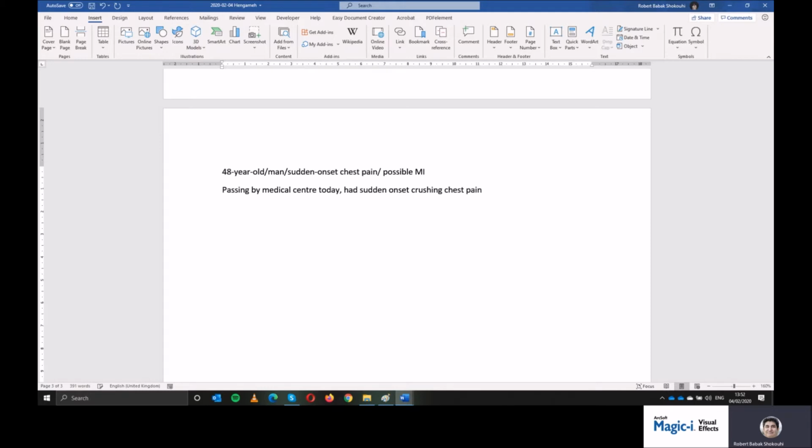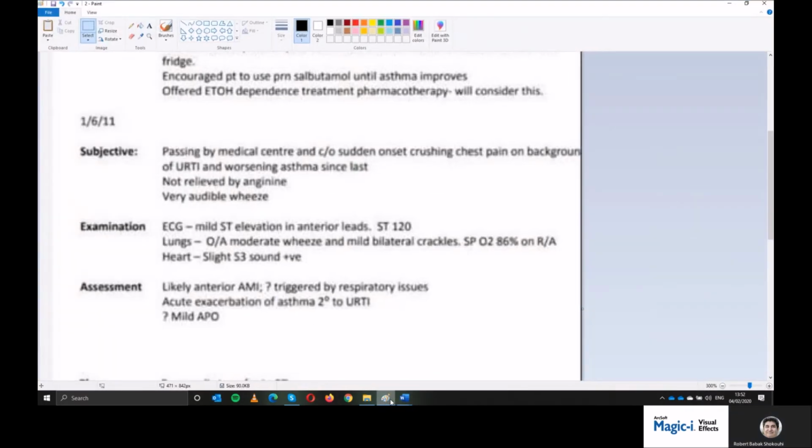Okay, and then on examination, you said he had what? Wheezing. And what else? Crackles. And S3 on auscultation. Okay, that chest pain did not respond to GTN. On examination: wheezing, crackles, S3 positive. That's it. SpO2 is 86%.